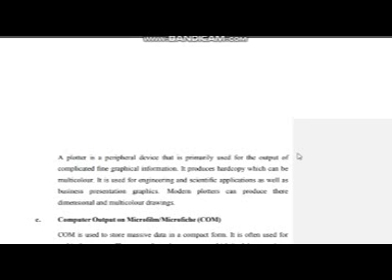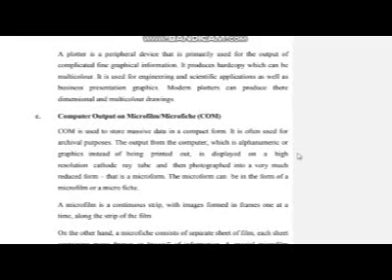Computer output on microfilm. That's your COM. COM is used to store massive data in a compact form. It is often used for archival purposes. The output from the computer, which is alphanumeric or graphic, instead of being printed out, is displayed on a high-resolution cathode ray tube and then photographed into a very much reduced form, that is a microfilm. The microfilm can be in the form of a microfilm or microfiche. Just note this one and write it down the way I've explained it.